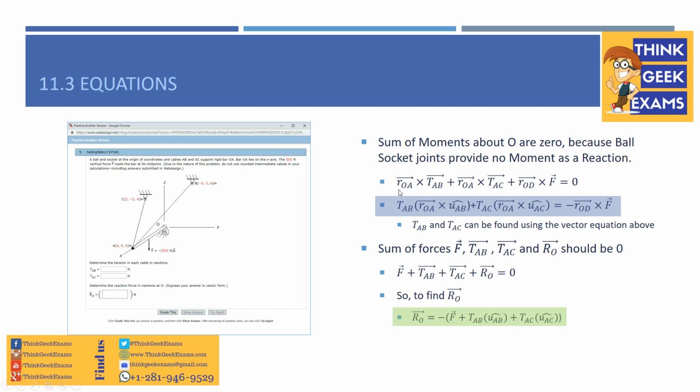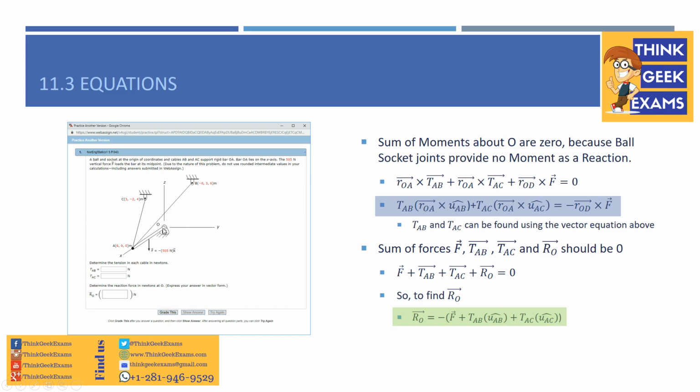So the cross product is going to be ROA crossed with TAB, right? And we have another one which is AC, so TAC. The cross product for that is going to be ROA crossed with TAC. So that's the moment of this force and the moment of this force. And then lastly, there's one last force that has a moment, which is the F force. For that, it's ROD. We're calling this point D. So ROD cross F. Those are the three moments that equate to 0.